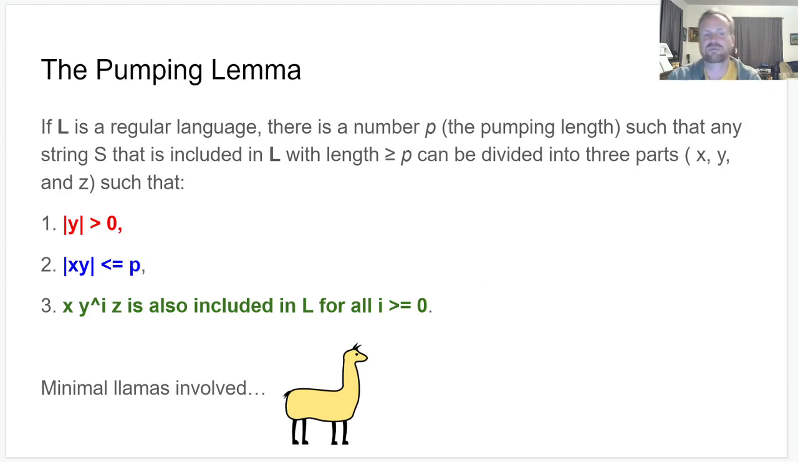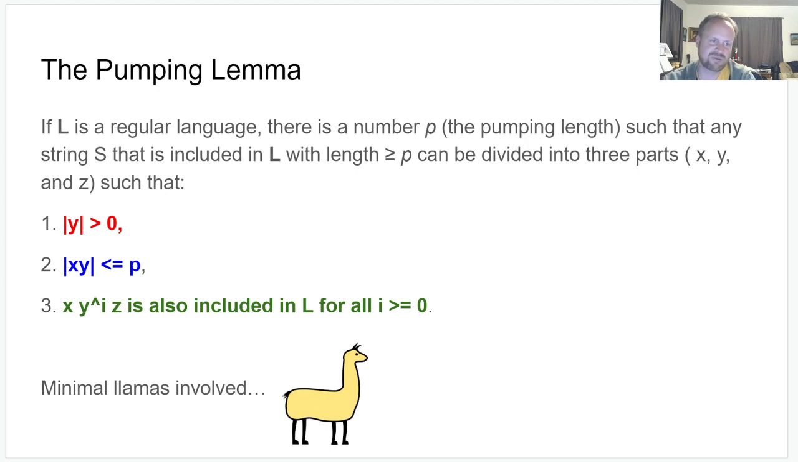Alright. So this is what the pumping lemma looks like. The pumping lemma says if L is a regular language, there is a number P, which will never be defined, called the pumping length, such that any string S that is included in L whose length is greater than P can be divided into three parts, X, Y, and Z, such that the length of Y is greater than 0, the length of XY is less than or equal to P, and that X, Y to the I, Z is included in L for all I greater than or equal to 0. Alright, so this Mathanese is ridiculous without an example.